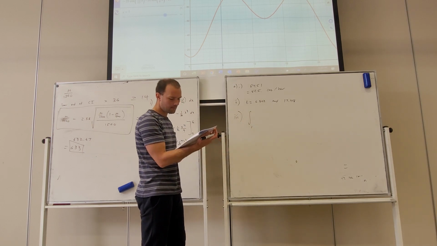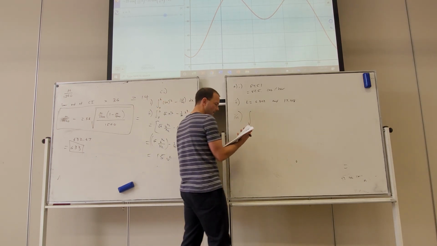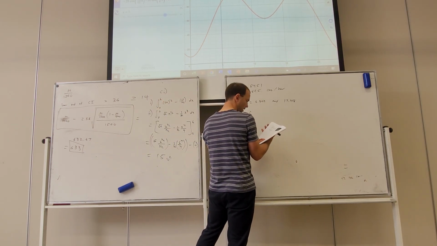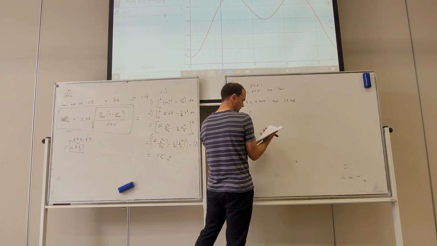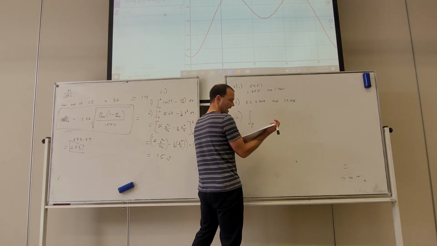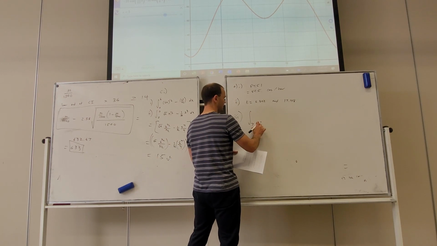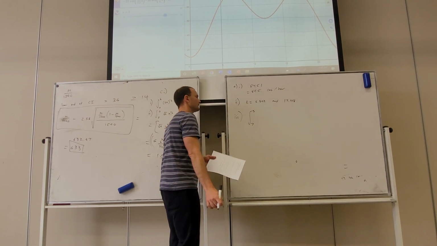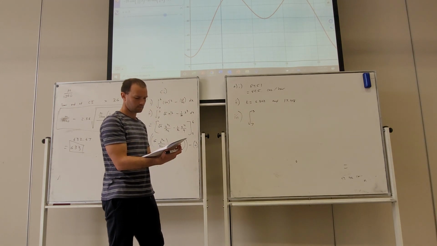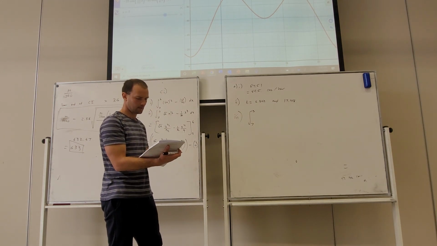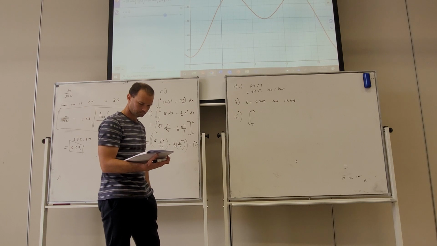So 7 AM is 7 hours after midnight, and 1 PM is going to be 6 hours after that, or 13. 7 AM to 1 PM.